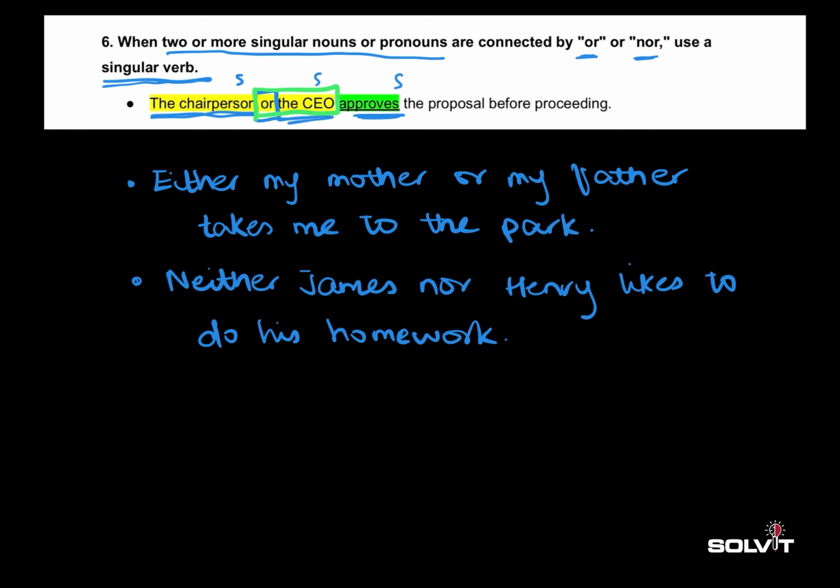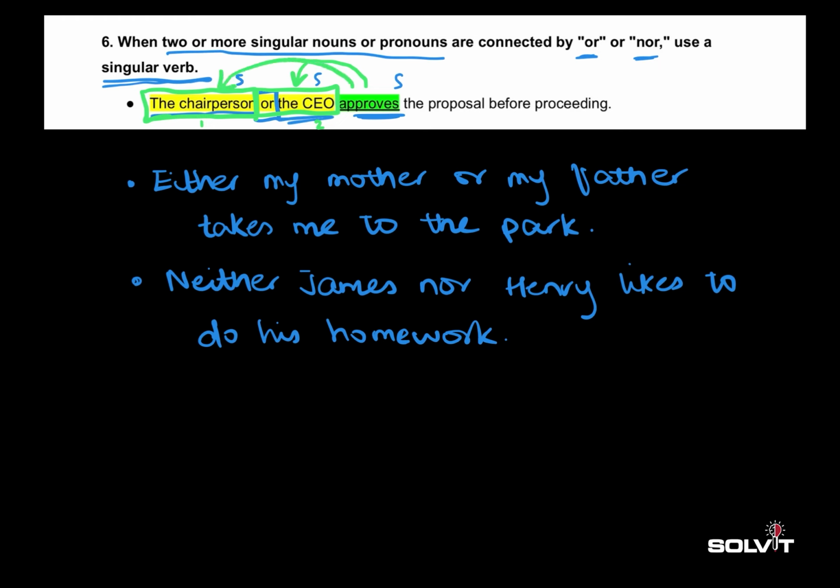Okay, and that's correct. Now, similarly, we're going to remove the first subject and just look at the second subject. Okay, this is the first subject, this is the second subject. Let's look at the second one. The CEO approves the proposal before proceeding. See, what we're trying to do is make the verb agree with both of the subjects. Okay, so the word approves agrees with this, and the word approves agrees with this also.